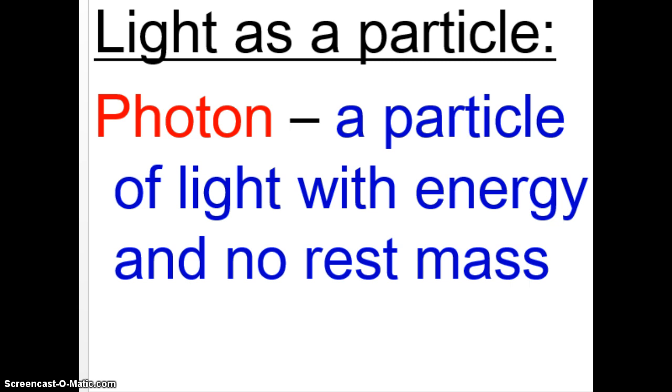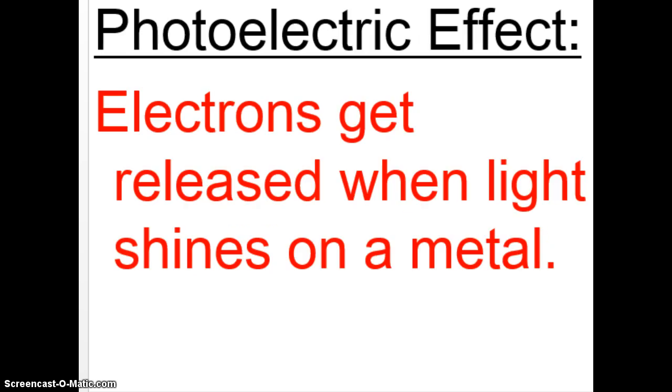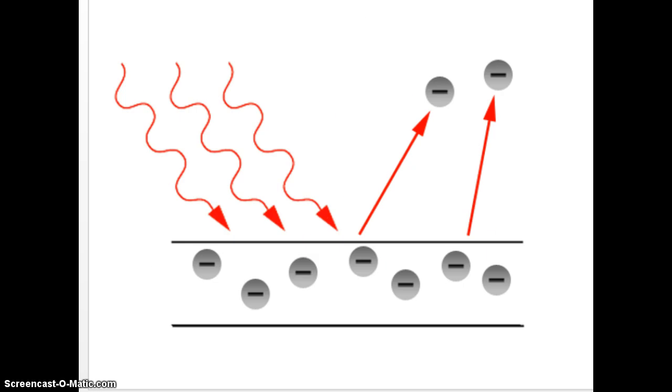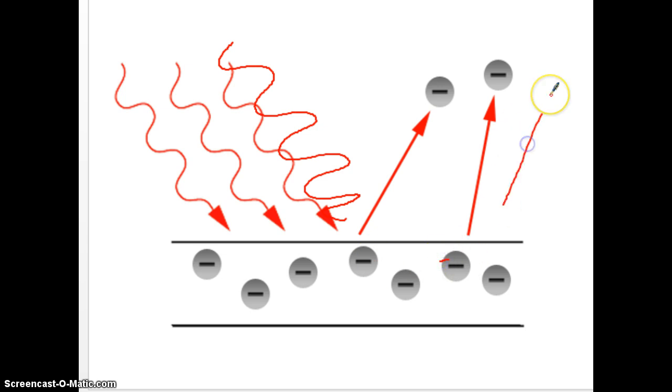So now we're back to the idea that light is a particle, and it's also technically a wave. So we've looked at the wave part, and now we're going to look at the particle part. Here's the photoelectric effect. Electrons get released when light shines on a metal. Okay, so here's a little diagram of it. So right here, we have the waves. So light's acting as a wave, and then in the metal, it's causing the electrons or the particles to move and create some sort of energy.